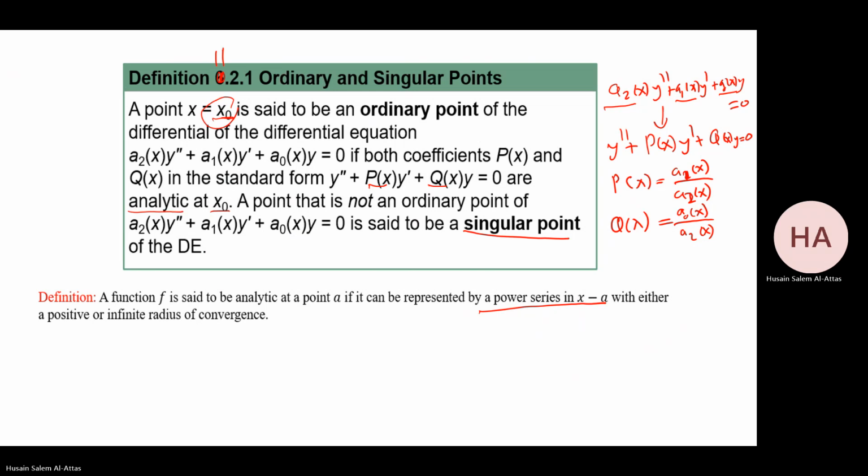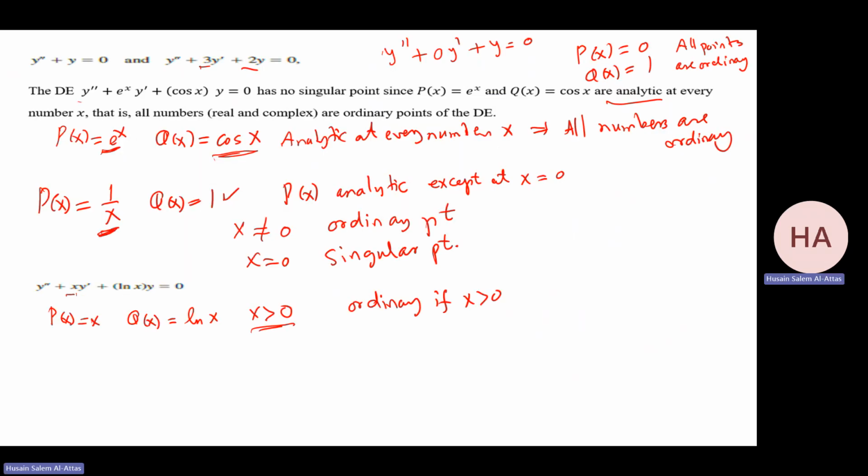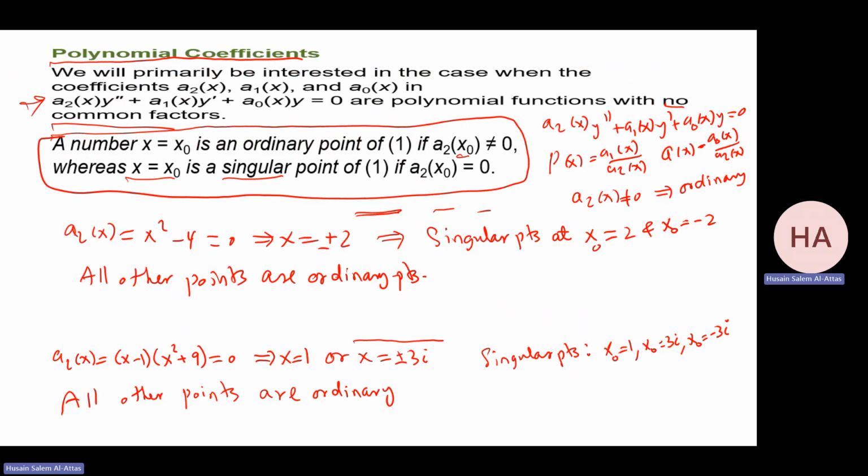Analytic means the function is differentiable many times. So we did this example where the exponential is differentiable many times, cosine the same thing. But if you have 1 over x, you need to be careful at x equals 0. There is a problem at x equals 0. But what we are concerned about mainly in this course is the polynomial coefficients, and that will make our life easier.